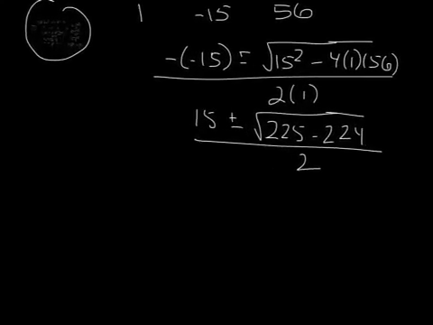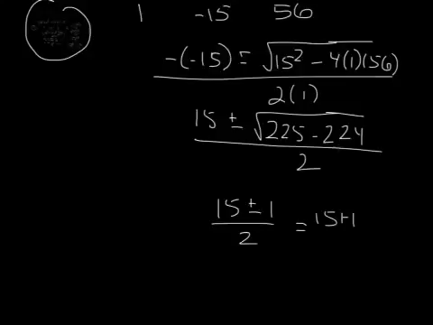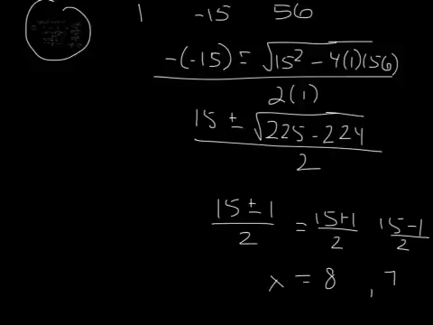Square root of 1 is 1. So what do you end up with? You end up with 15 plus or minus 1 divided by 2. 15 plus 1 divided by 2 is 8. 15 minus 1 divided by 2 is 7. So x equals 8 and 7.